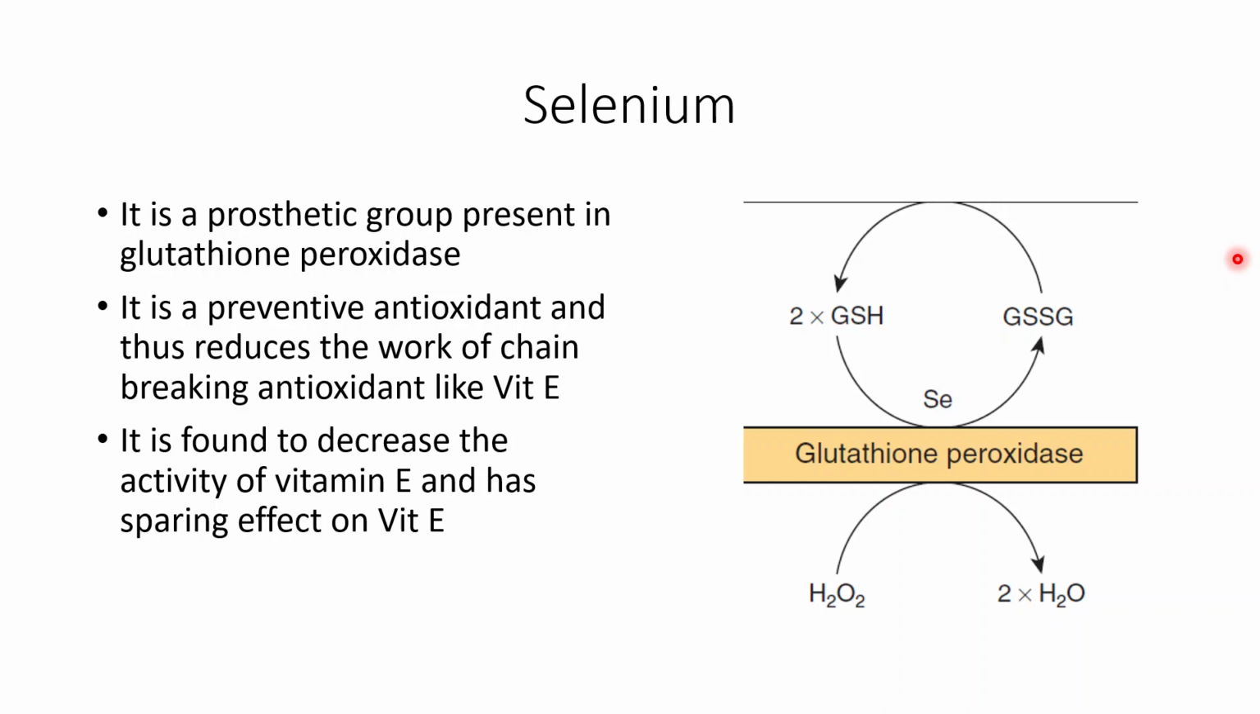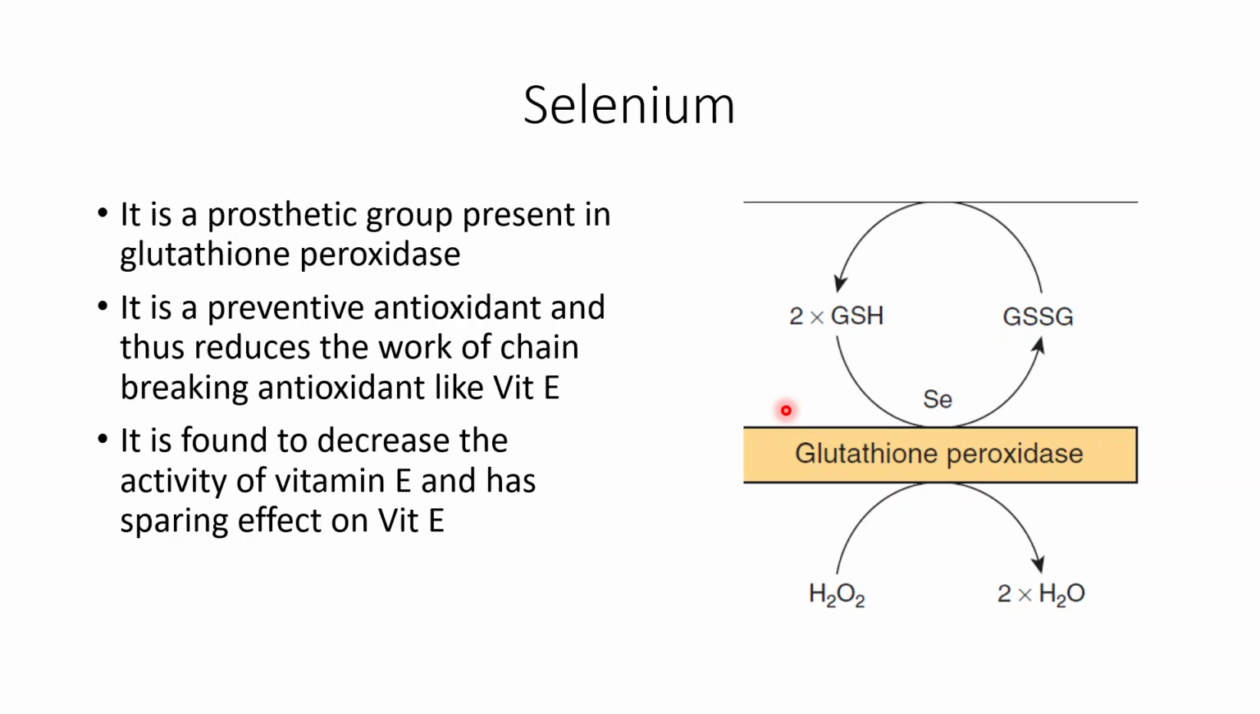Selenium acts as a prosthetic group which is present in glutathione peroxidase. We have the enzyme glutathione peroxidase, which utilizes glutathione and converts reduced glutathione into oxidized glutathione. This glutathione peroxidase functions with the help of selenium, which is a coenzyme, a prosthetic group of glutathione peroxidase, and that is how it functions. It is a preventive antioxidant. Thus, it reduces the work of chain-breaking antioxidants like vitamin E.